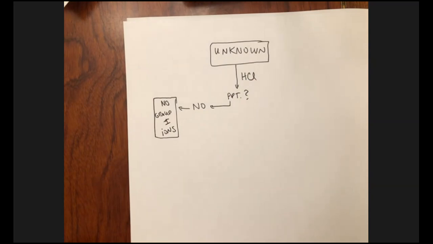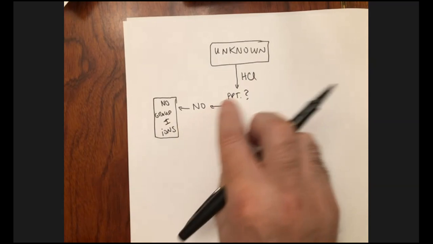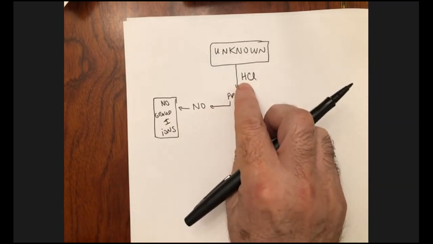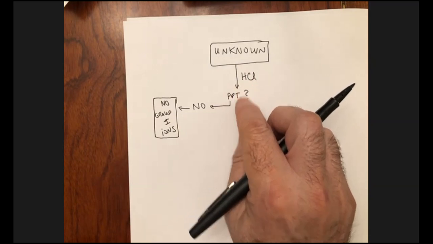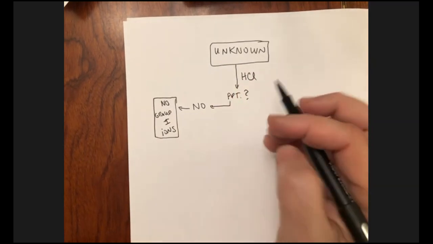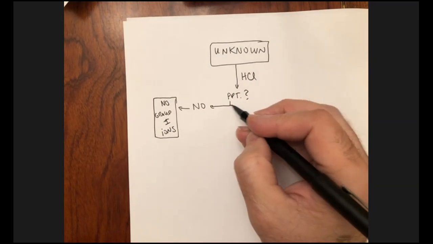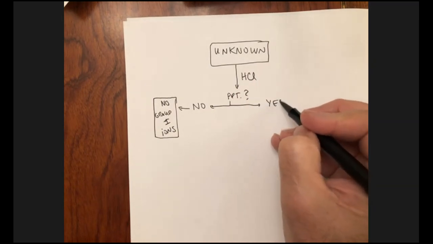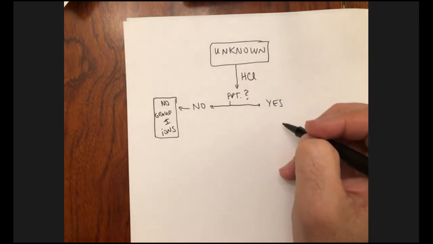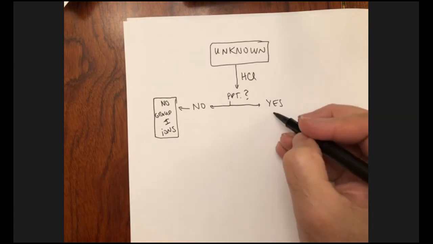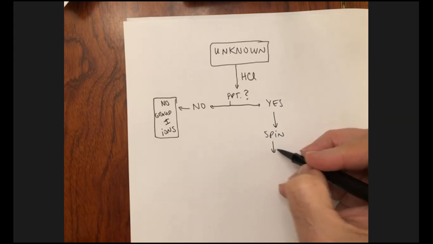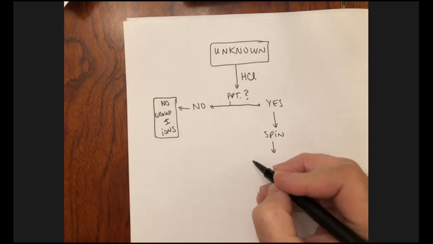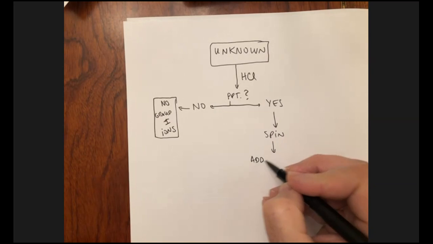Also, what if it didn't work? What if you added the wrong thing here? What if, instead of adding HCl, you added nitric acid, and you didn't get a precipitate? So you've got to be careful with that. Now, if you did get a precipitate, then of course you are going to spin it, right? And then you are going to add hot water.